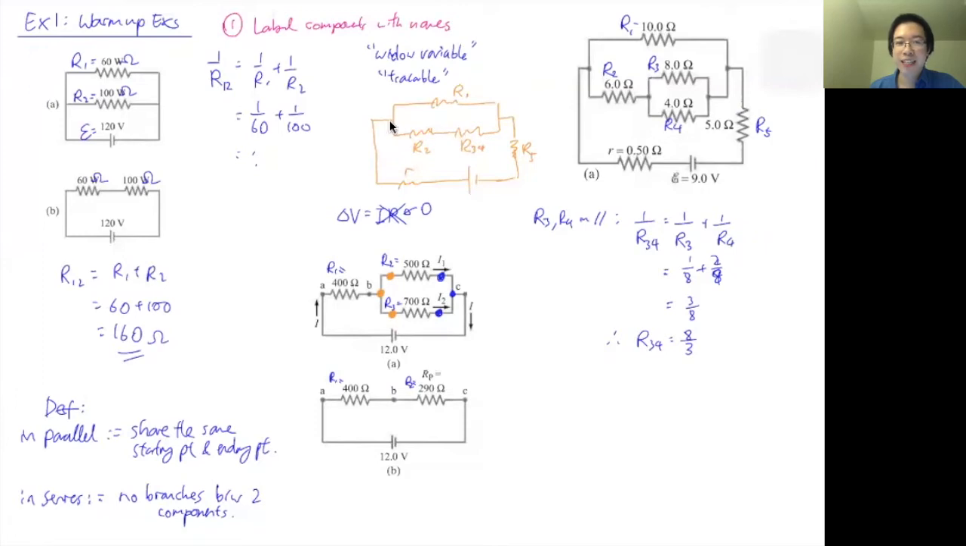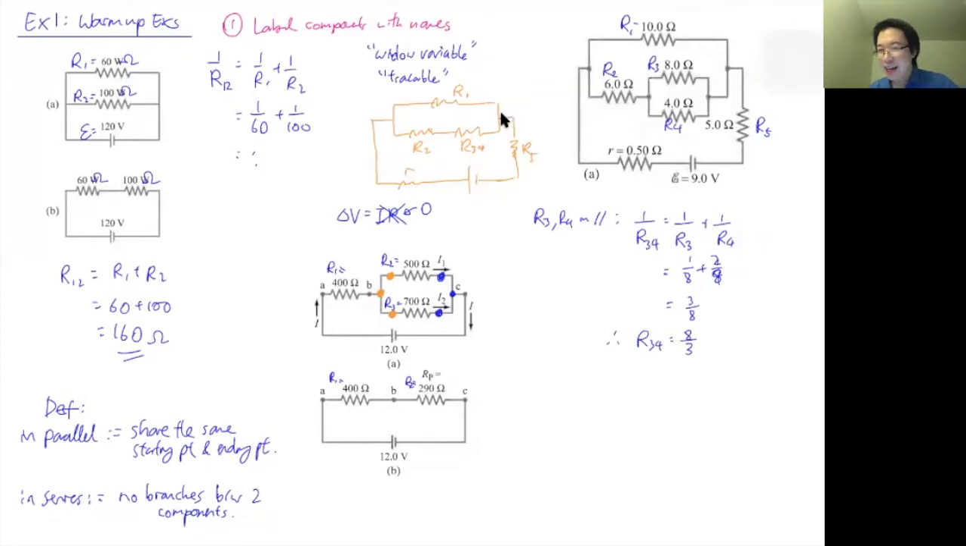So clearly, this is not the same potential because there's a potential difference here, right? If they're connected by an ideal wire, then that's good. But here, they're separated out. So R1 is not in parallel with R2. R1 is not in parallel with R3, 4. R1 is in parallel with both of these because both of these start here and end here. R1 starts here and ends here. Right? Does that make sense?